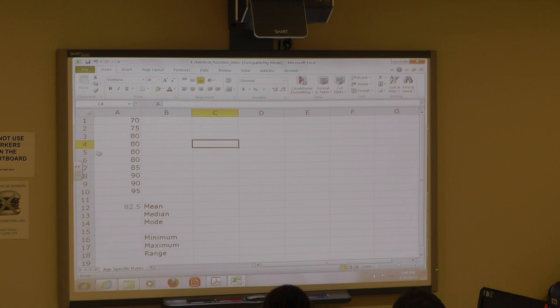So the median is the middle number, right? When you've got 10 numbers, you really have two middle numbers, because there's 5 and then there's another 5, so there's no single middle number. So to find the median, you average the two middle numbers. It would be the average of 80 and 80, so the median is going to be 80. I could do it that way, or I could type in median, parentheses. I happen to know that there is a function called median. A1 to A10 is 80.